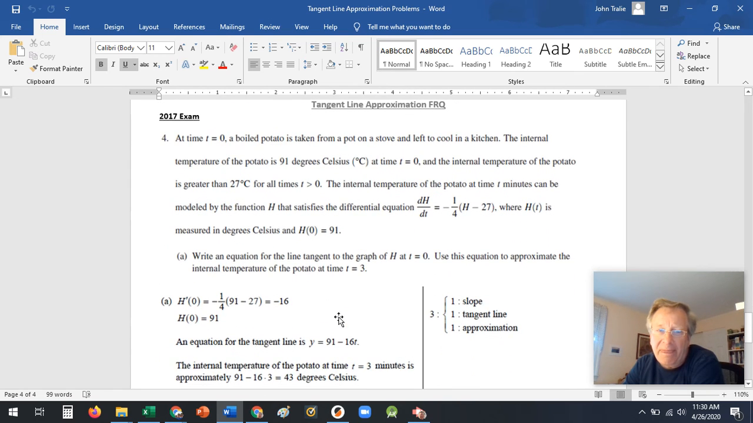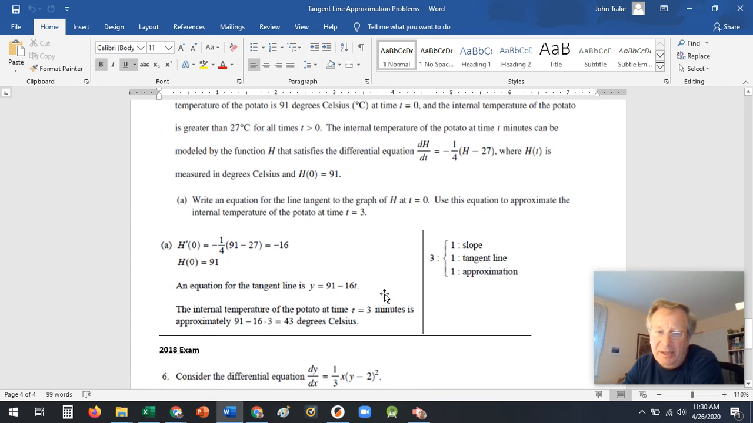Here's the boiled potato problem. They actually asked for the equation of a tangent line early on. Again, they gave you x1 is 0. H of 0, which is y1, is 91. Sorry. Yeah, 91. So you can get the equation of the tangent line. You plug in 91 for the initial temperature of the potato.